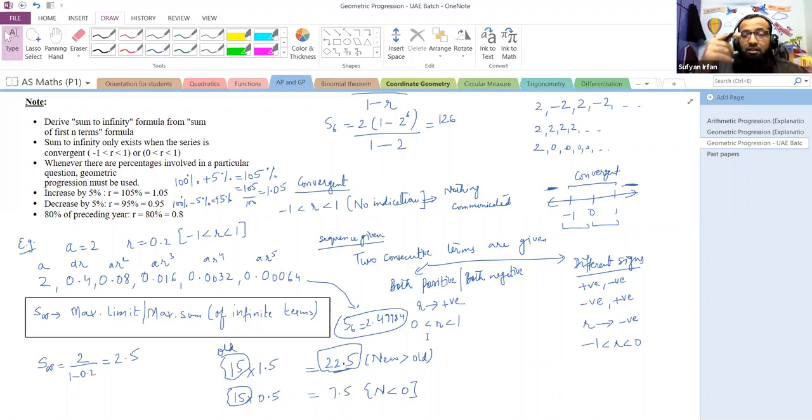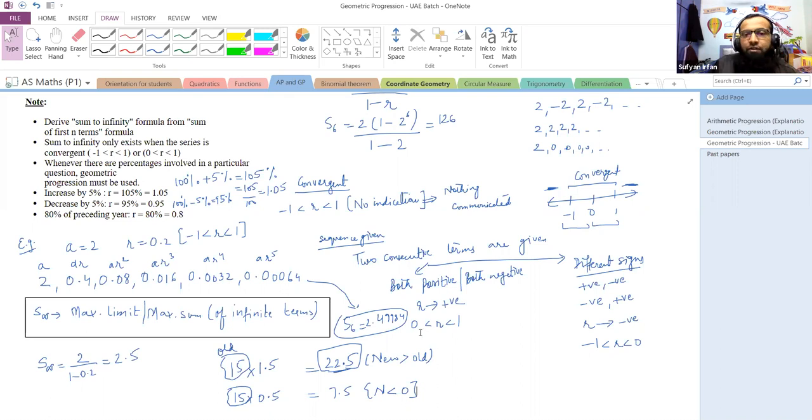The concept is when the common ratio is between negative 1 and 1, every subsequent term is getting lower and lower. It's getting so low that if I add that term to obtain the sum of all terms, that particular term will not create a significant difference. That is, there's a cap, and the sum will not go beyond that cap, right?